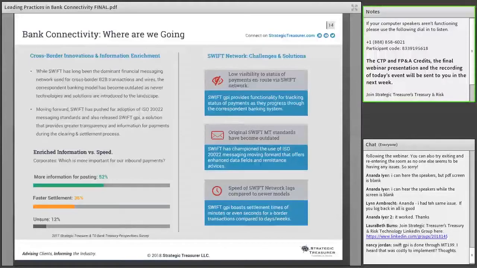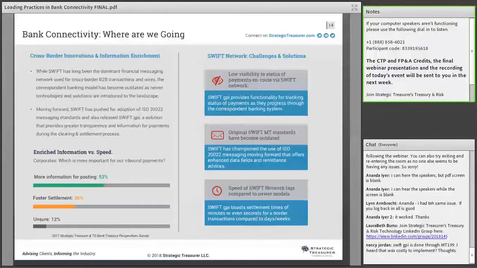Faster settlement was 36%, so pretty much nearly 50% lead is handled by more information for posting. So I can take that and I can post. That's really driven, I think, by the efficiency question. So those are a couple items that are important.